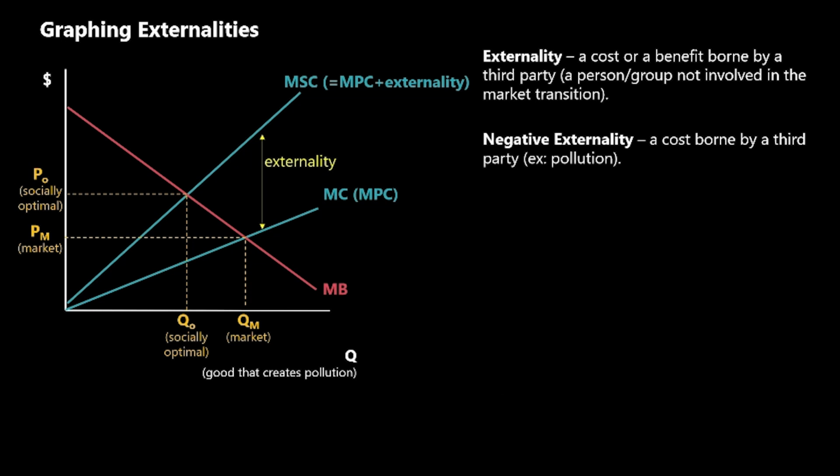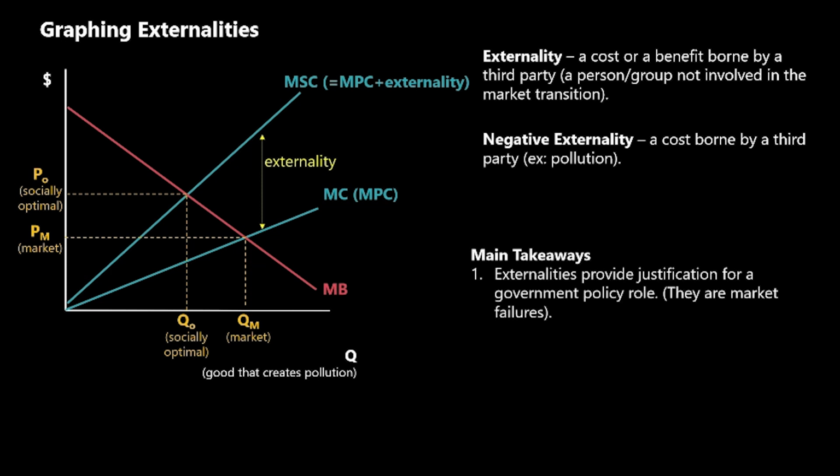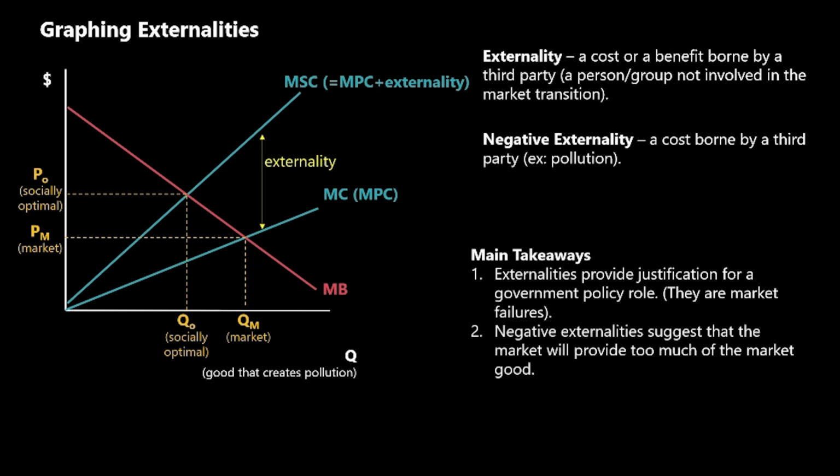So what graphing externalities does is provide us with a justification for the role of government and policy. We can see where the quantity should be compared to what's happening in the market. And these are what's known as market failures. This is where we fail to maximize the total net benefits to society. We only maximize those total net benefits to the private firm. We also can see that negative externalities suggest that there's too much produced.